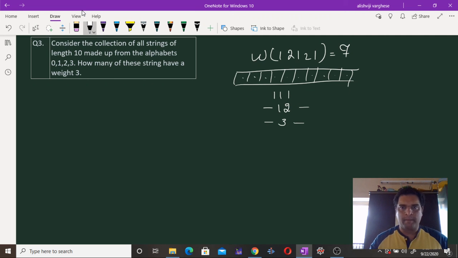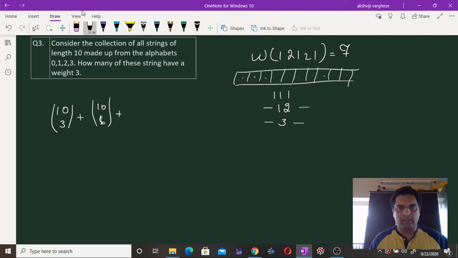First we find the number of ways in which we can choose the three positions in which we include a 1, and those three positions can be chosen in 10C3 different ways. Then the single position in which a 3 can be placed can be chosen in 10C1 different ways, and all the other positions are zeros.